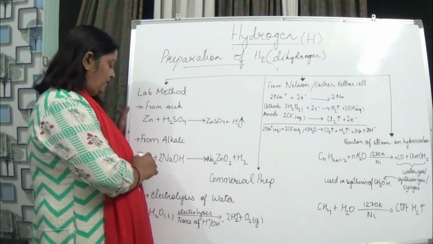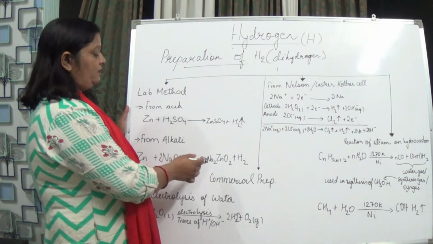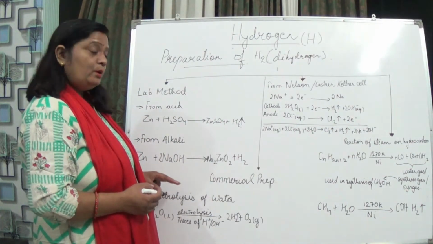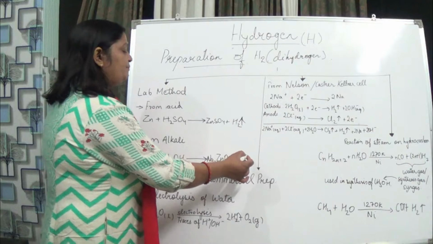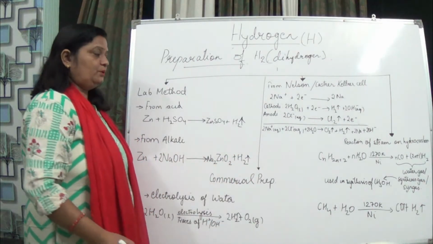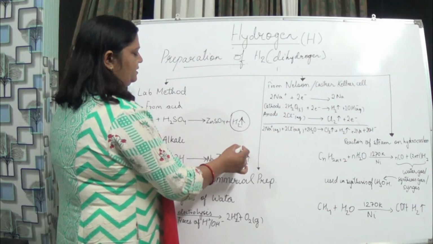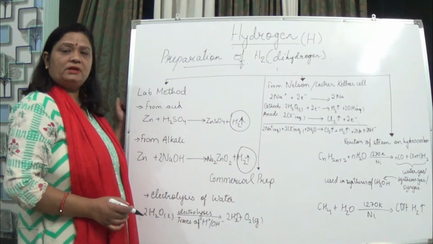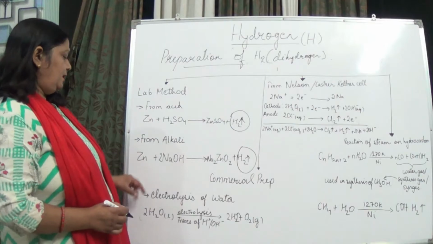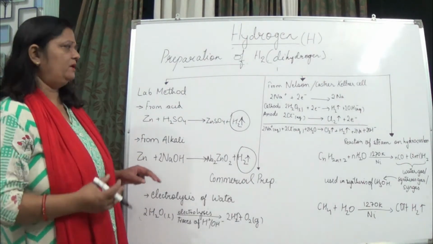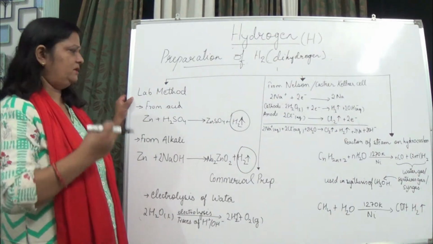When you react zinc with NaOH, you get sodium zincate, that is Na2ZnO2, plus hydrogen. Here the hydrogen which has been liberated is totally pure, and in small quantity. In the lab, only small quantities are prepared.